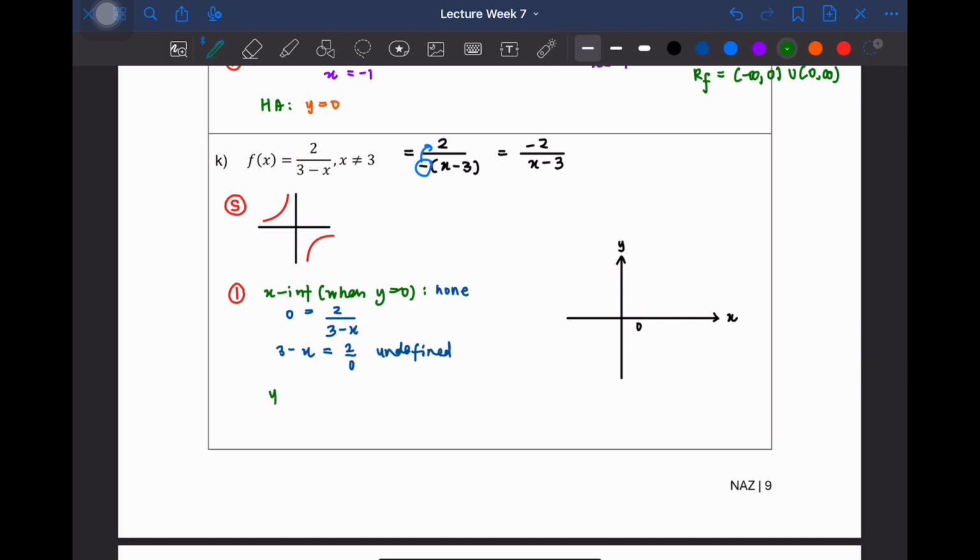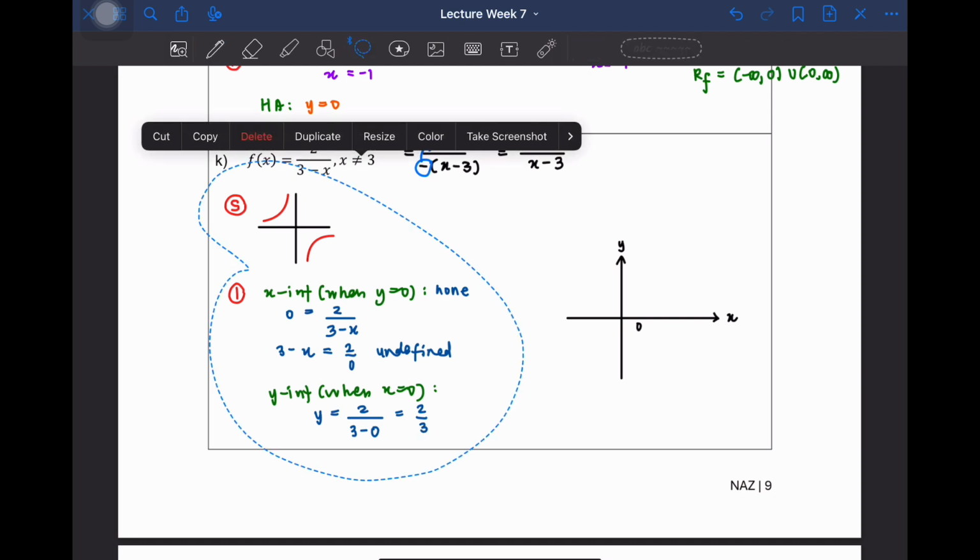Okay, and then for y-intercept when x is equal to 0. Okay, so we will get y is equal to 2 over 3 minus x. So we have 3 minus 0. So jawapan kita akan dapat 2 over 3. Settle. Okay, next one adalah for our asymptotes.